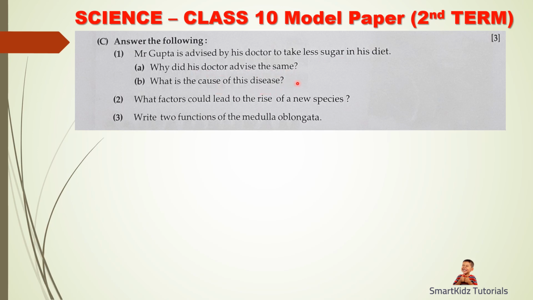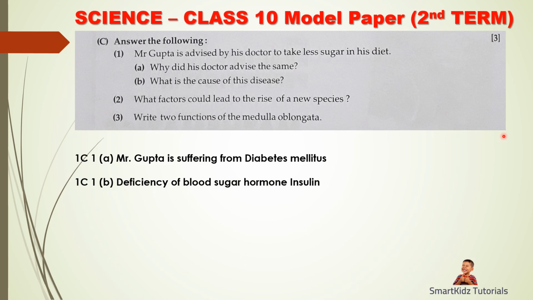So the first answer would be: he's suffering from diabetes mellitus. That is the obvious reason why Mr. Gupta has been advised by his doctor to reduce the sugar in his diet. What is the cause of diabetes? Diabetes is caused because the hormone insulin is not functioning properly, or is either not secreted or secreted in insufficient amounts. So deficiency of the blood sugar hormone, that is insulin, leads to diabetes or uncontrolled blood sugar.